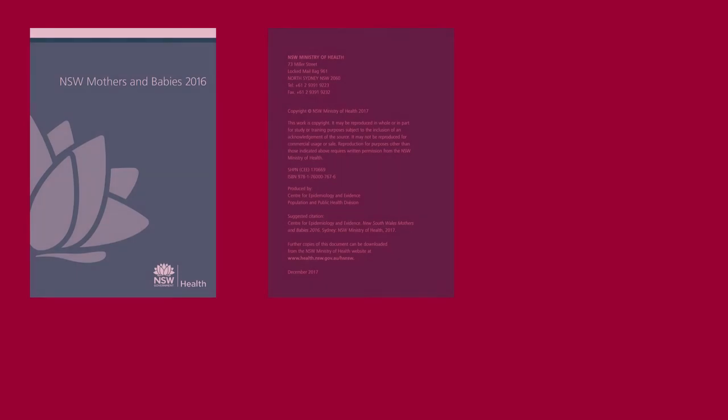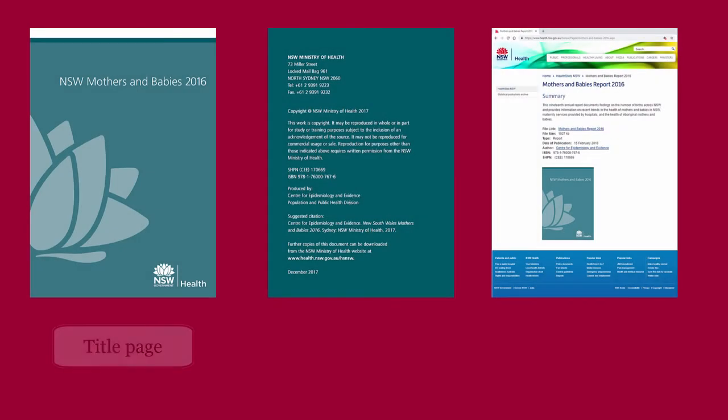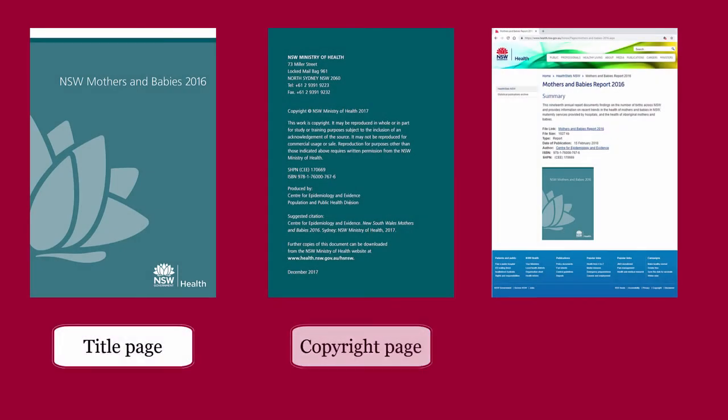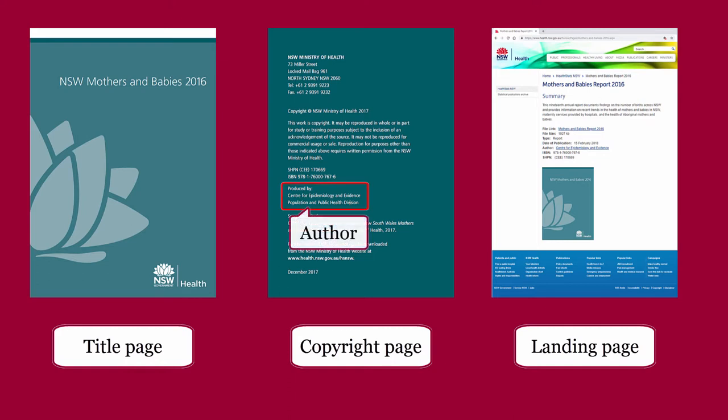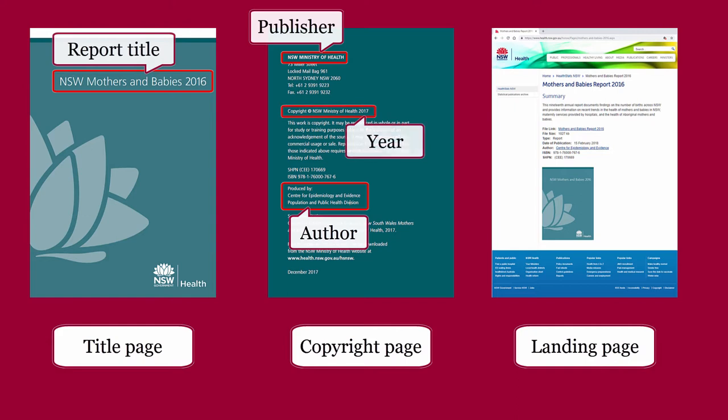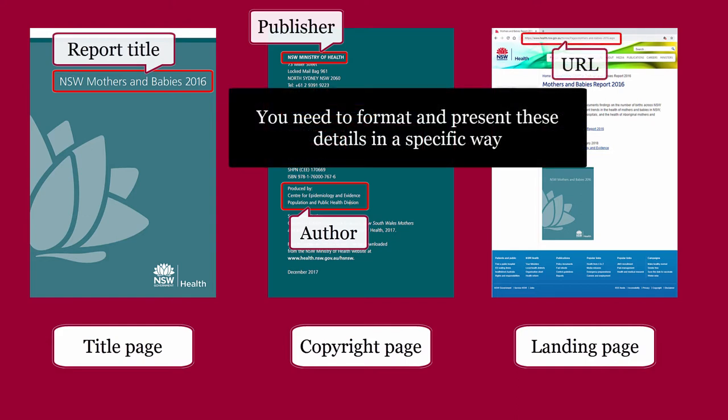The details for citing an online report are usually found on the report's title page, copyright page, and report landing page. Important details include author, report title, publisher, year, URL. You need to format and present these details in a specific way.